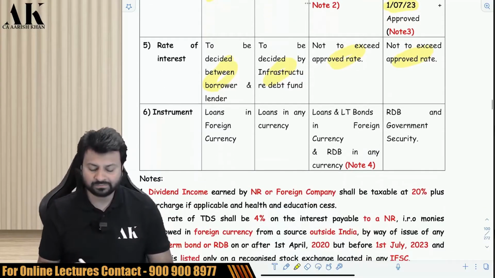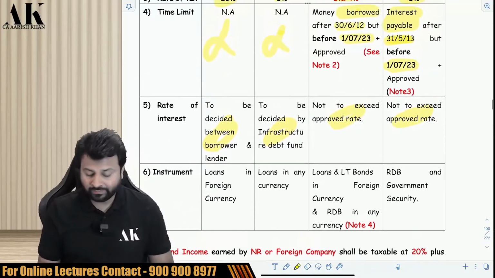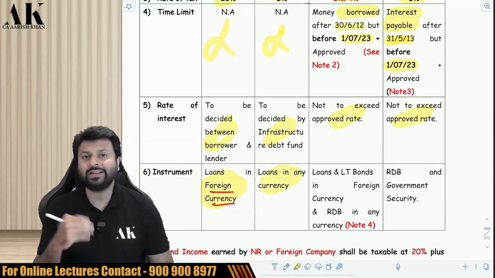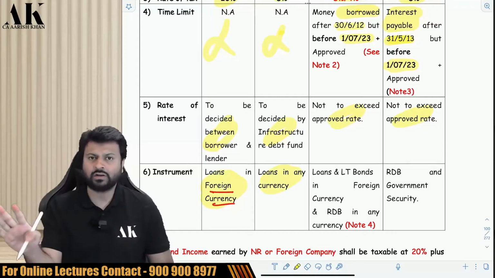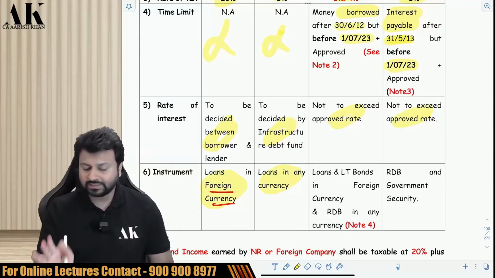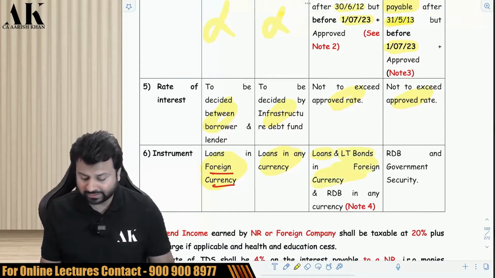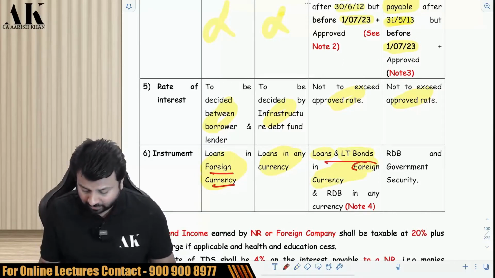In the first section you will raise the money by what? You will raise the money in the form of loans in foreign currency. In the second section you will raise a loan in any currency, not only foreign currency, any currency would be fine. In the third case, you will raise the money by loans or long-term bonds in foreign currency, and these two things have to be in foreign currency.